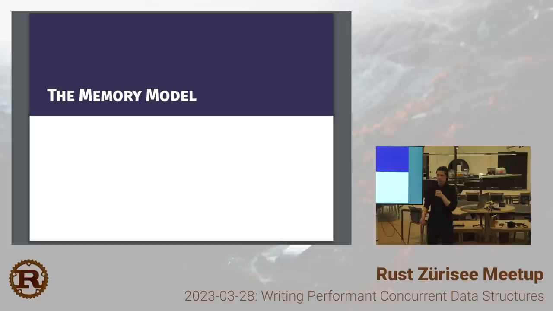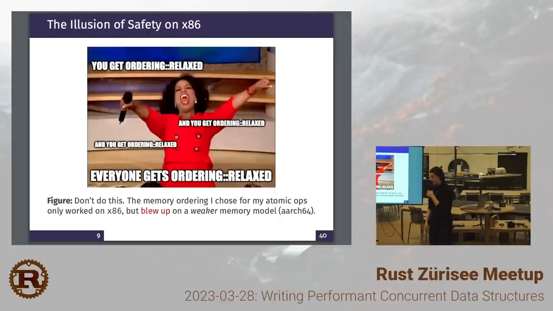I can give you an example. The first prototype of my queue was written on the basis of at least my faulty understanding of memory models, which was based on how x86 processors behave. So I just sprinkled Ordering::Relaxed all over my queue everywhere, like pepper. And of course, it blew up once I ported it to my MacBook because it has a different memory model.